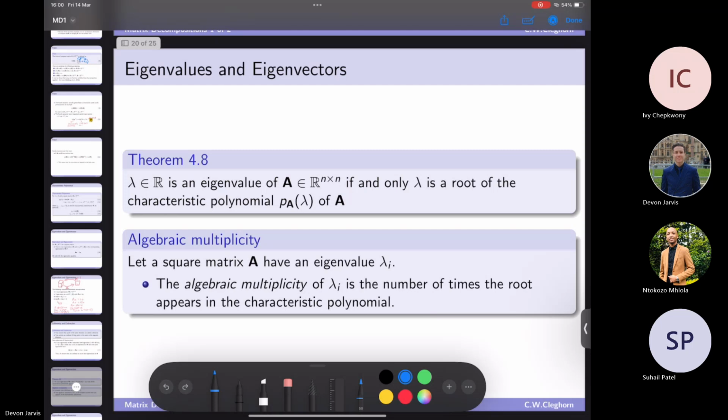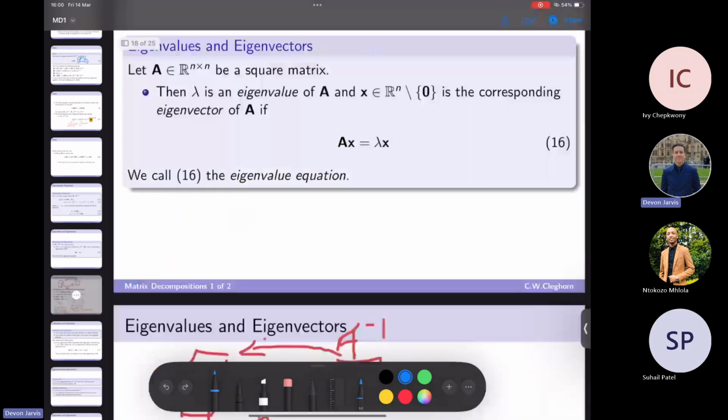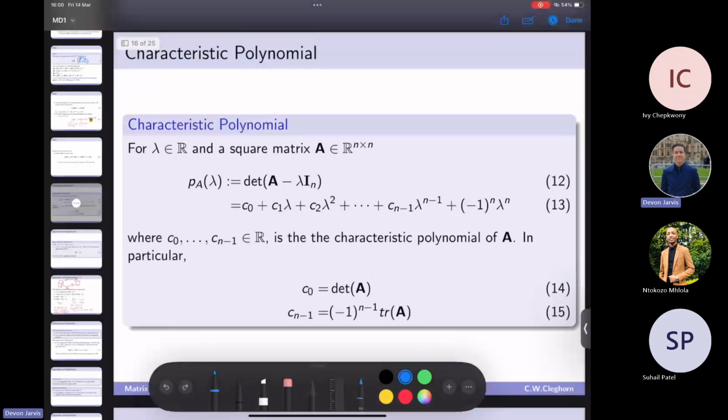Okay. Then we have theorem 4.8, where lambda is an eigenvalue of A if and only if lambda is a root of the characteristic polynomial, right? So it's one of the things that gets this characteristic polynomial to be equal to 0. But again, we can see that because that is the value of lambda which gets A to drop rank.